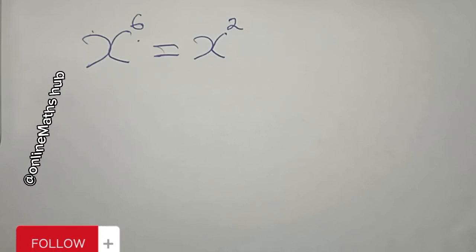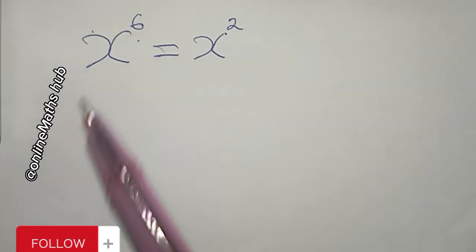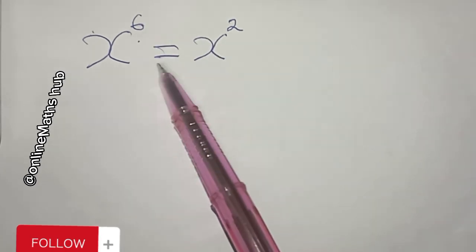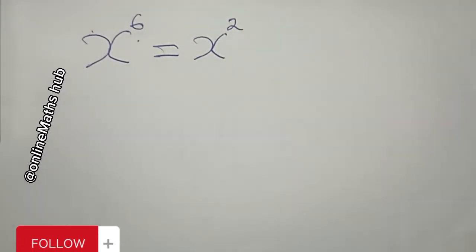We have this simple equation right here to solve, and it reads x power 6 is equal to x power 2. So what are the values of x that actually satisfy this simple equation? We're going to be getting the 6 values of x that satisfy this equation. Make sure you follow through so that you see how we can solve this. It's an Olympiad problem, and I'm going to try as much as possible to explain so that you understand how you can solve this.